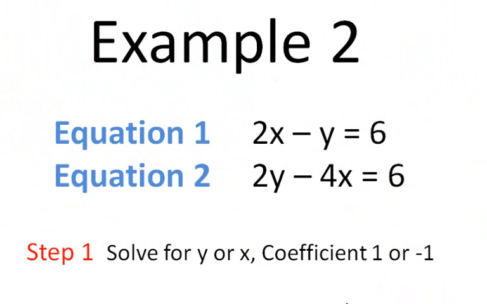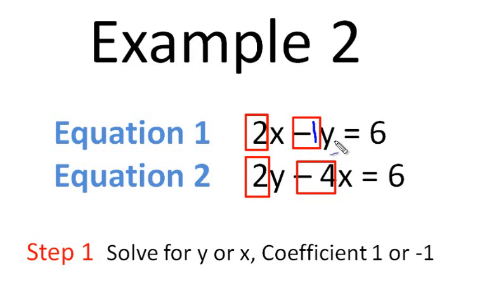Alright, so let's look at example 2. We have another system of linear equations and we're going to solve it by using substitution. So our step 1 is to solve for y or x, and we want to try to solve for a variable that has a coefficient of 1 or negative 1. So if I look at each of these coefficients, I have 2, 2, negative 4, and this negative y, you could think of this as negative 1y. Negative 1y. Okay, so I'm going to solve for that y in that first equation.